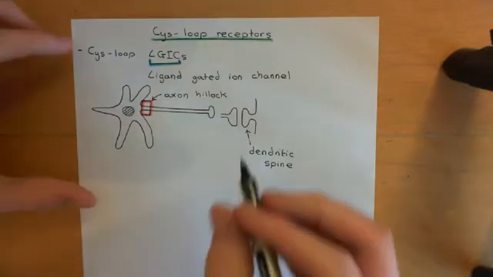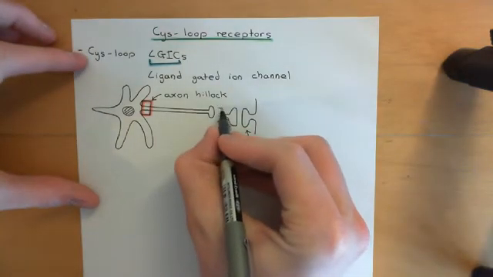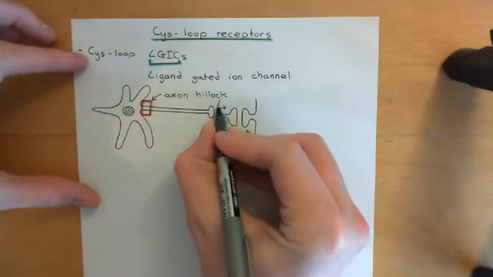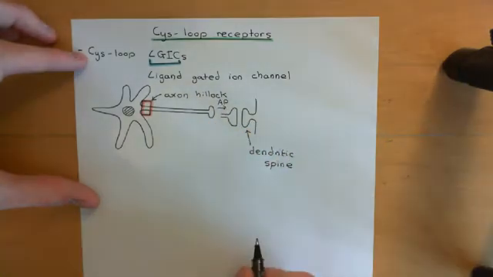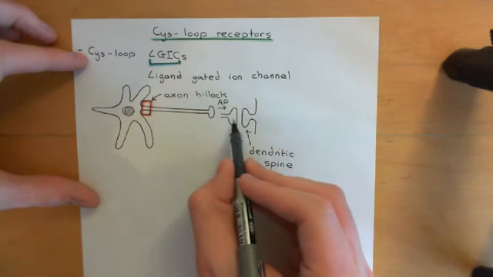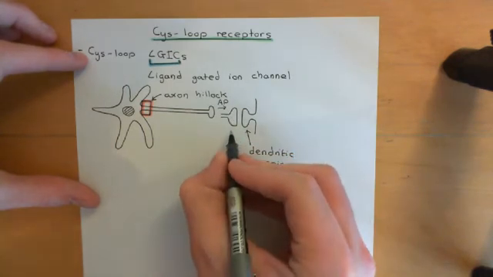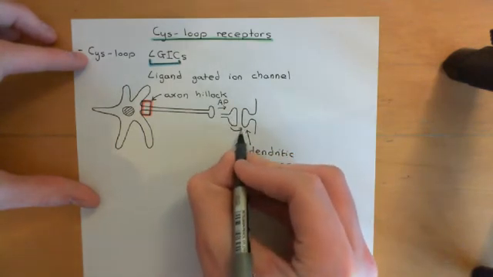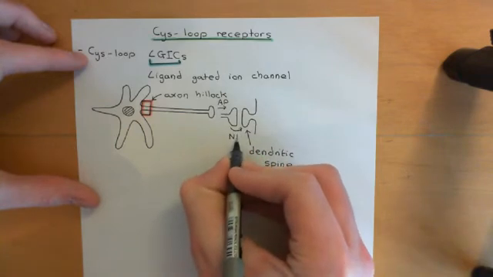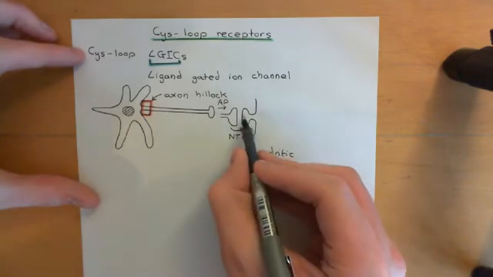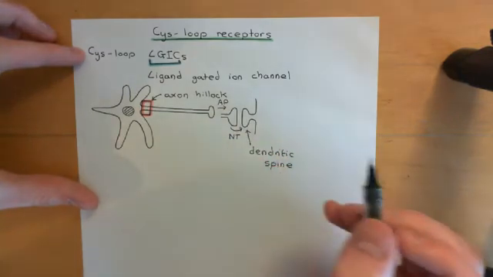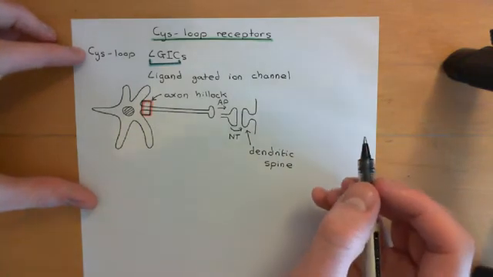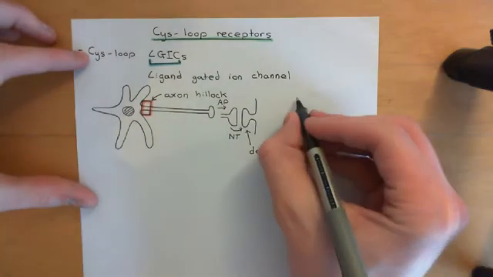Now when this presynaptic neuron fires an action potential, which I'll abbreviate to an AP, the action potential will make its way into the axon terminal and cause the release of neurotransmitter from the axon terminal into the synaptic cleft. It will then act on receptors on the surface of the dendritic spine, which is called the postsynaptic membrane. And usually those receptors will be ligand-gated ion channels.